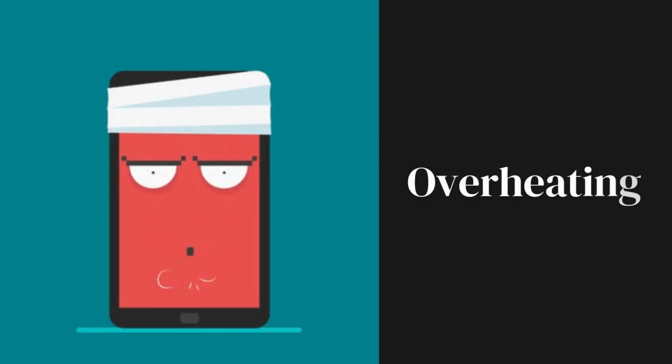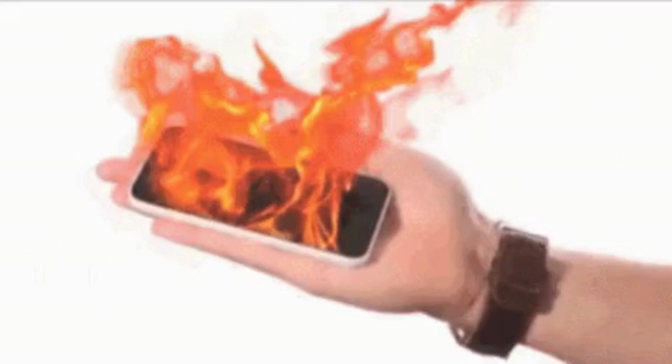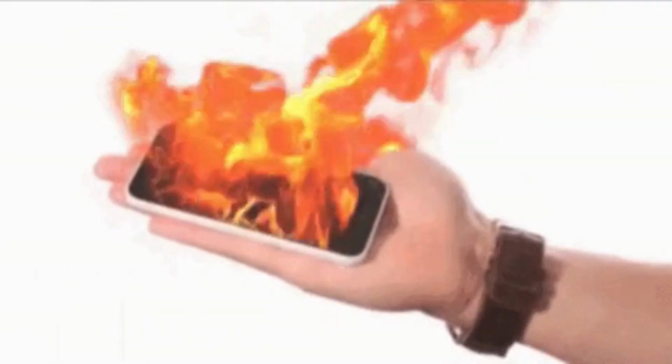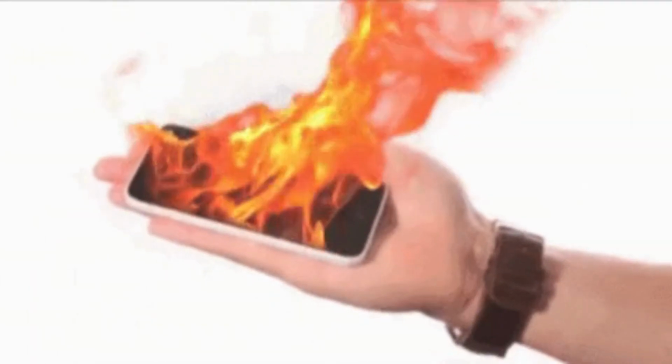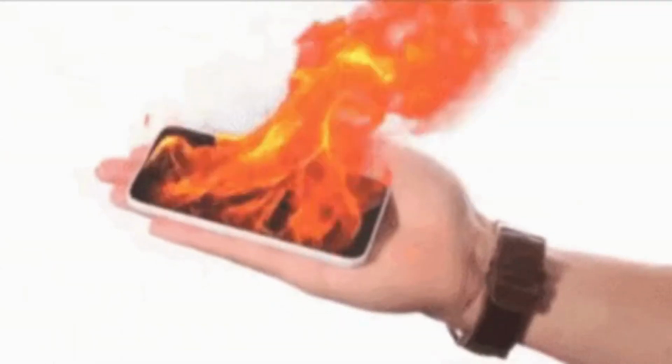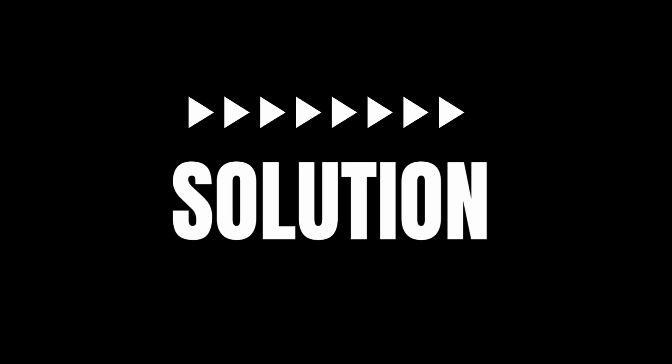Number 4. Overheating. Overheating is a common issue that can significantly impact your smartphone's battery life and overall performance. Prolonged exposure to high temperatures can cause the battery to degrade faster, reducing its capacity and lifespan. So for that I have 3 solutions.